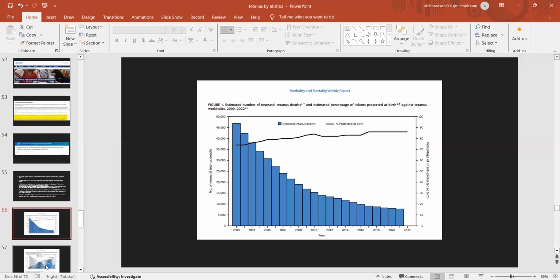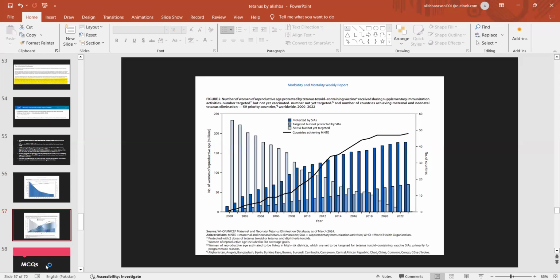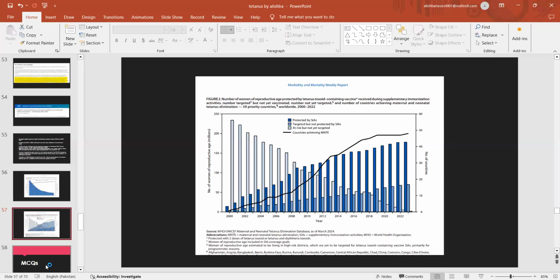This is the estimated number of neonatal tetanus deaths and estimated percentage of infants protected at birth against tetanus worldwide, 2000 to 2022. Number of women of reproductive age protected by tetanus toxoid-containing vaccine received during supplementary immunization activity.